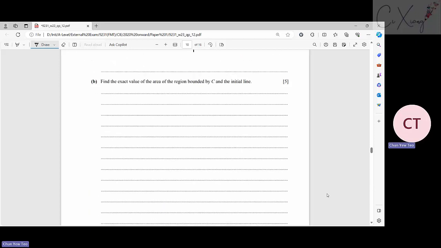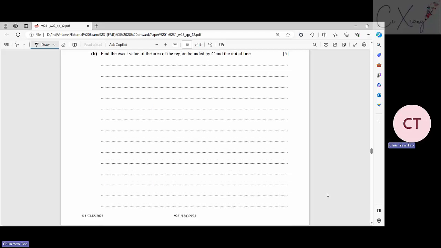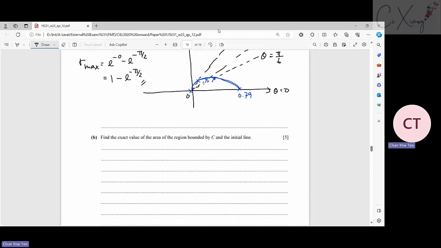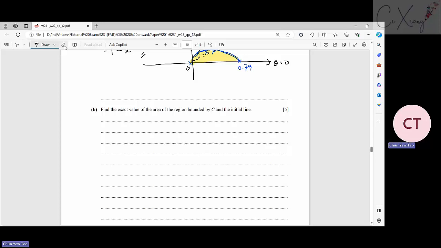Then part B: find the exact value of the area of the region bounded by C and the initial line. So bounded by C and the initial line, actually we are referring to this area here. What you need to do now is use the formula for integration. So the area will be half the integral from 0 to pi over 2 of r squared d theta. So your r squared is going to be (e to the power of negative theta minus e to the power of negative pi over 2) squared d theta. And if you expand them, you have to be careful.